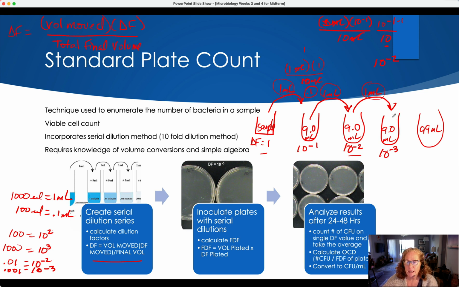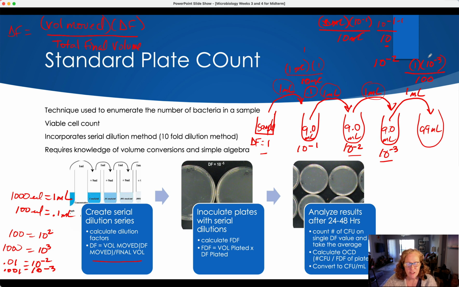Now let's take a look at this last one. In this last one, I'm adding the same thing. I'm taking 1 milliliter from my 10 to the negative 3, but instead of adding that milliliter to 9 mLs of water, I'm now adding it to 99 milliliters of water. This gives me a final total volume of 100. So if I have the volume moved, let's use our formula. Our volume moved is 1. And I moved it from the 10 to the negative 3 dilution. But instead of creating a volume of 10, I created 1 plus 99 is 100.